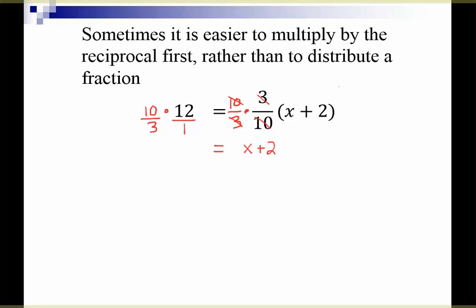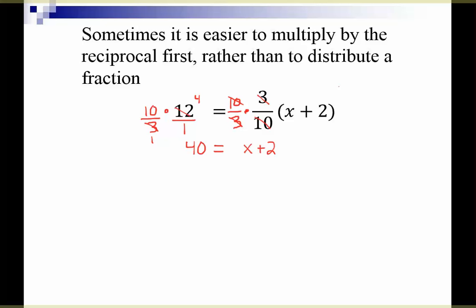Let's see what we get on the left-hand side. 10 times 12 would be 120. It's going to be 120 over 3 times 1, which is 3. Okay, so that's 120 over 3. We know that that's going to be 40. You could also cross-cancel here. 3 divided by 3 is 1. 12 divided by 3 is 4. So 10 times 4 is 40 over 1, or just 40.